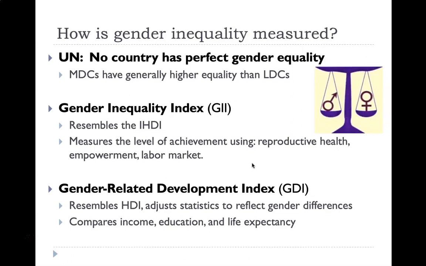There's the Gender-related Development Index as well, or the GDI. It's going to resemble the HDI, except it's going to adjust to reflect gender differences. So it's going to compare income, education, life expectancy as well.